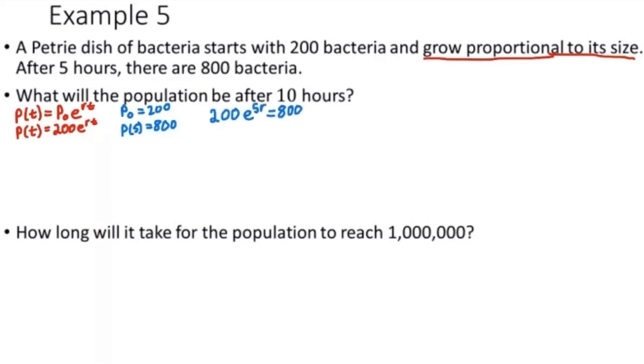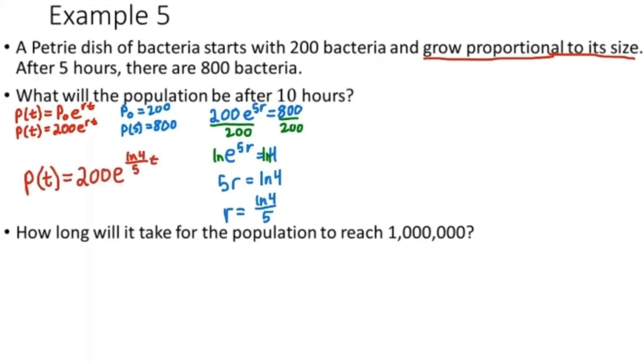Now we need to solve the equation 200 e to the 5r equals 800. Divide both sides by 200, then apply the natural log to both sides. Fortunately for us, since we're taking the natural log of e to the 5r, e to what power gets us e to the 5r? That would be 5r. So we get that 5r equals natural log of 4, which means r equals the natural log of 4 over 5. Now that we found r, we have our model: P of t equals 200 e to the (natural log of 4 over 5) t. Now we can use this to answer the question.